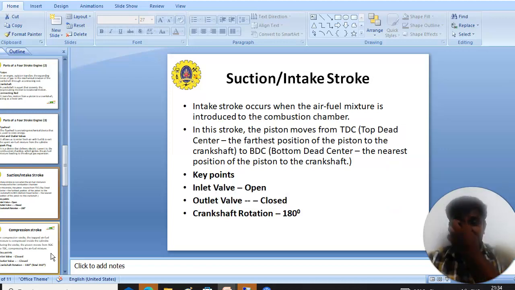The first stroke is the suction stroke, which is also called the intake stroke. The intake stroke occurs when the air fuel mixture is introduced to the combustion chamber. In this stroke, the piston moves from the TDC, the top dead center, to the BDC, the bottom dead center. Key points of the suction stroke are inlet valve open, outlet valve closed, and the crank rotation is 180 degrees.